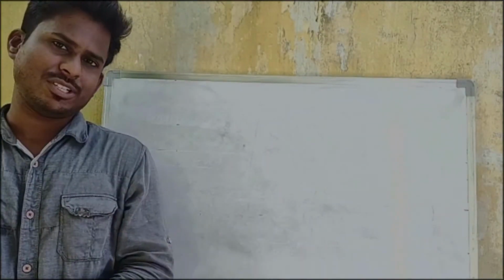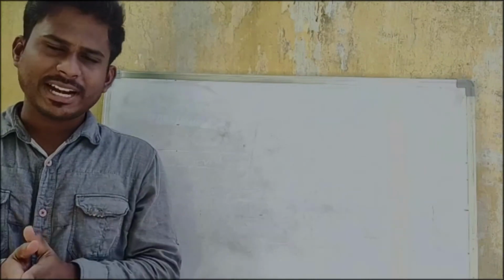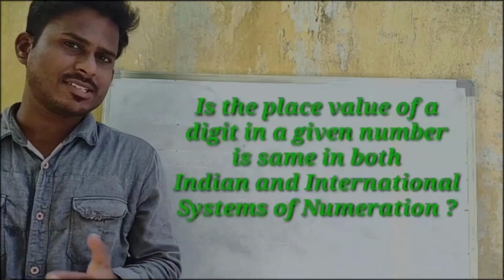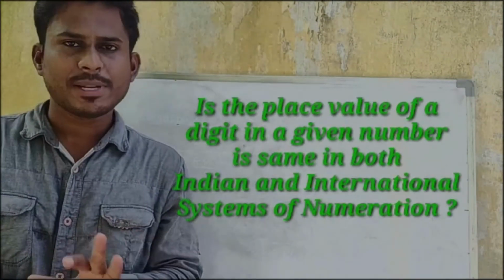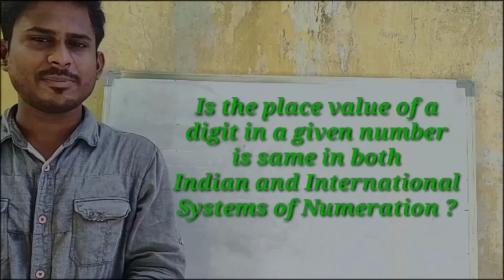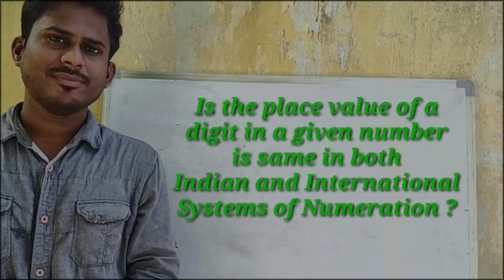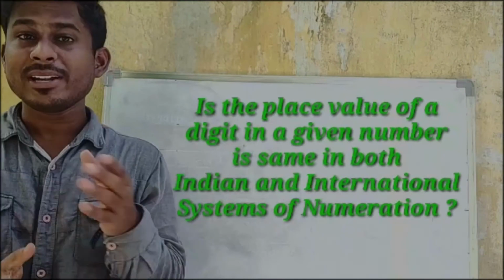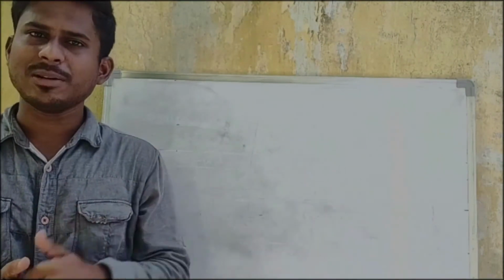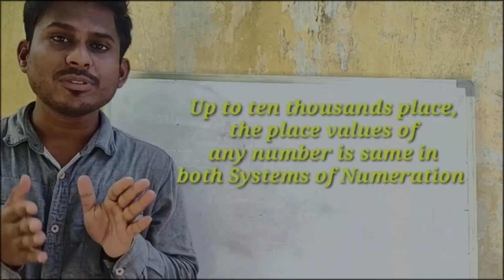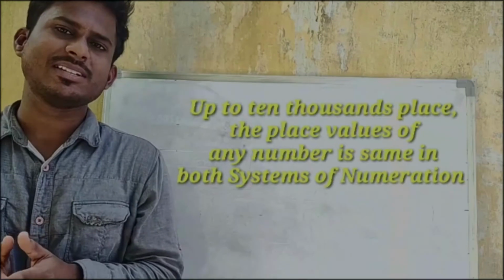Let me ask you a few questions. While writing the place value, will the place value be the same for both the Indian system and the international system? No. Very good. But it is common up to some places. Can you say what are the places? Up to 5 places, that is, up to the 10,000 place it is common.